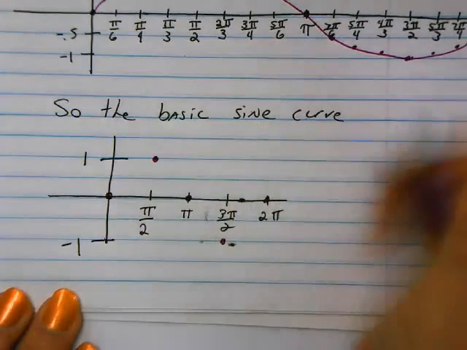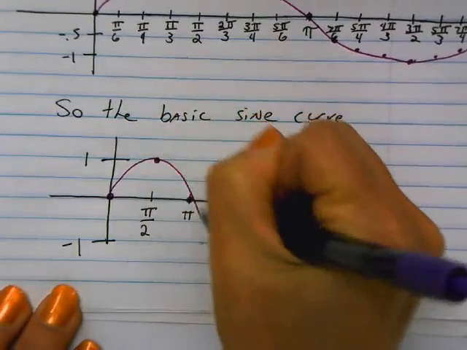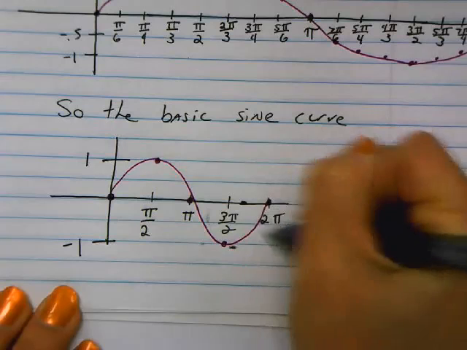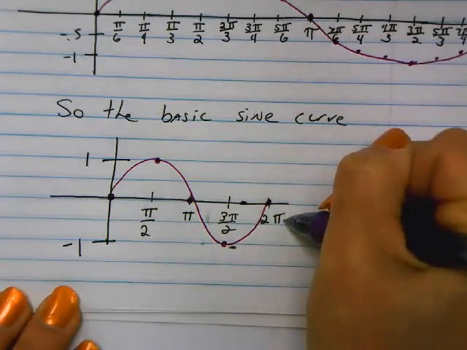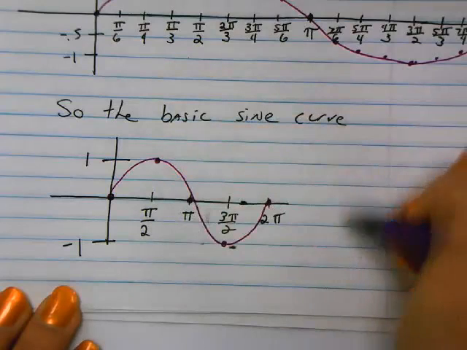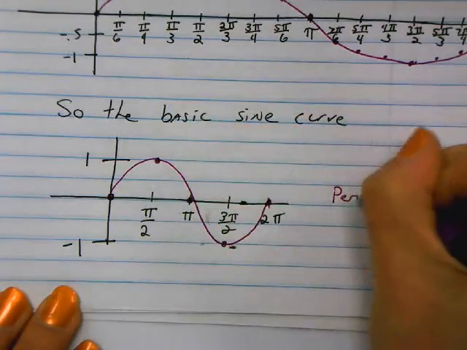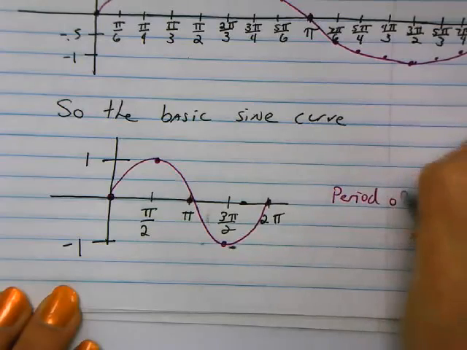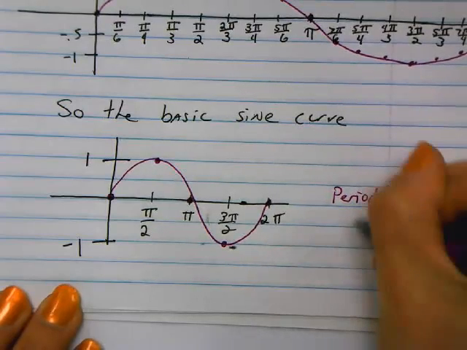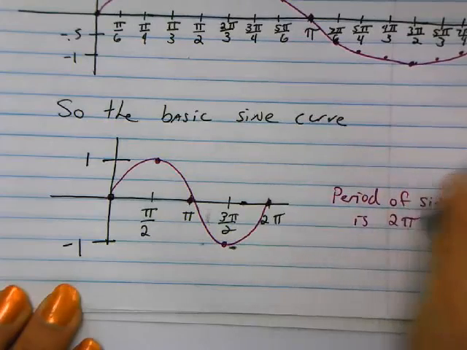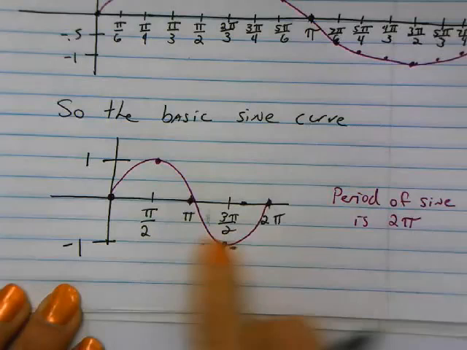So it takes 2 pi rotations to get me through. That's called the period. So the period of sine is 2 pi. In other words, for sine to complete its oscillation, it has to go 2 pi.